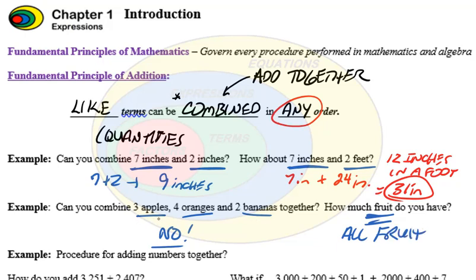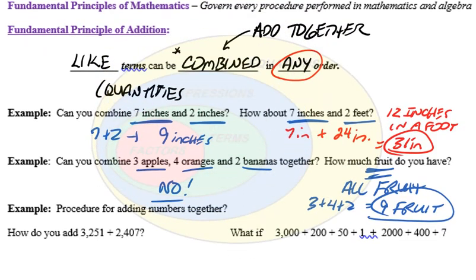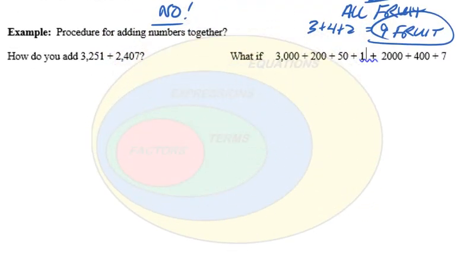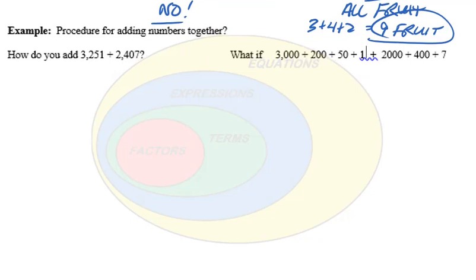That'd be 3 plus 4 plus 2, which is 9 total fruit. But I have to classify them as the same. So again, like terms, we can only add like things. So I want to do this last example. You guys already know the procedure of mathematics. Why do we add numbers the way we do?